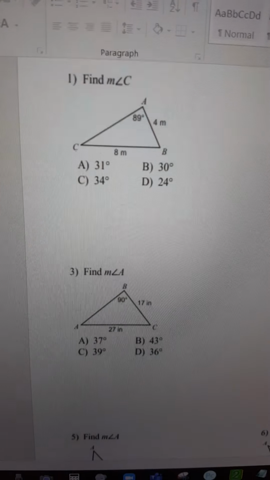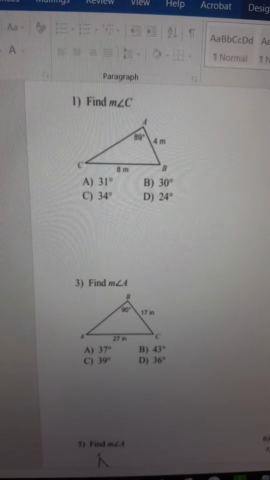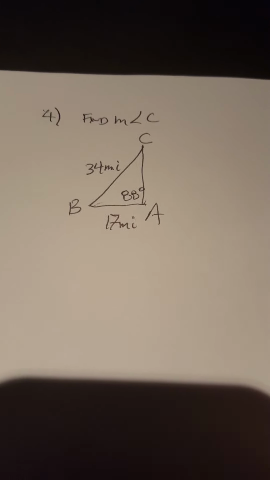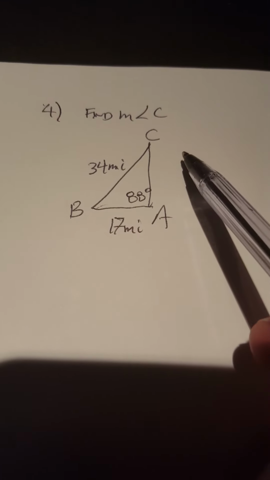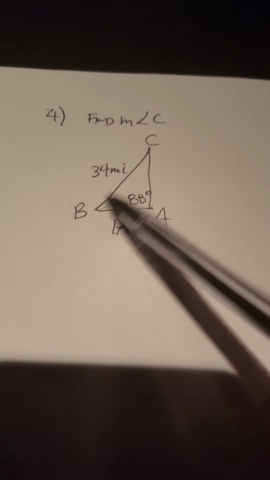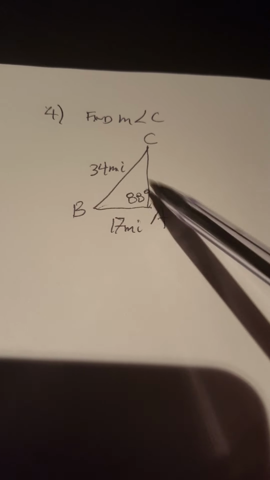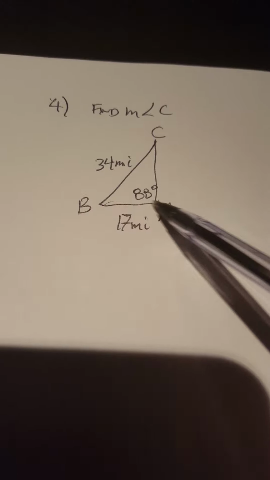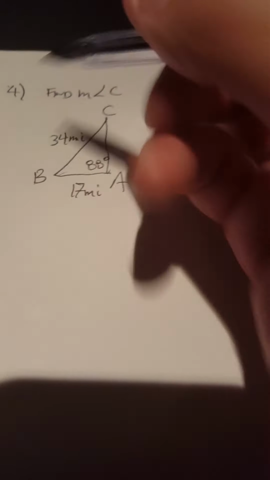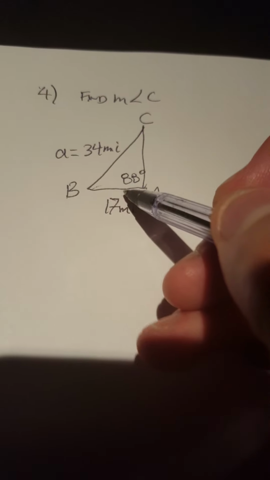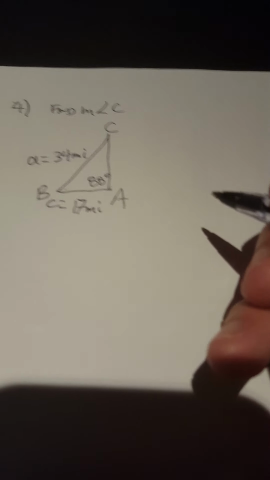Okay, so let's do another one of these. Okay, this is going to be number 4. We're looking for the measure of angle C here. So I have this side right here between B and C, which is actually going to be little a. I know that because this is across from big A. So I'm going to say little a is 34 miles. And I have this side between A and B, which is right across from big C. So that means that little c is 17 miles.